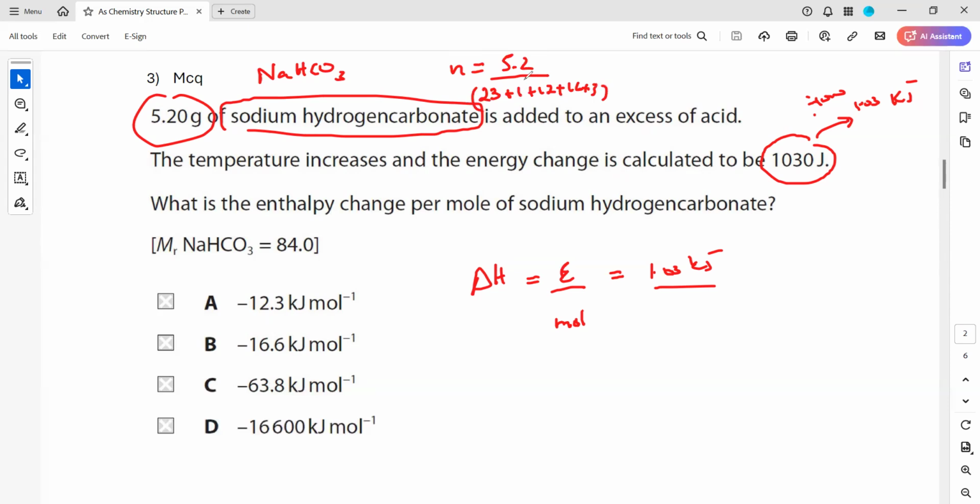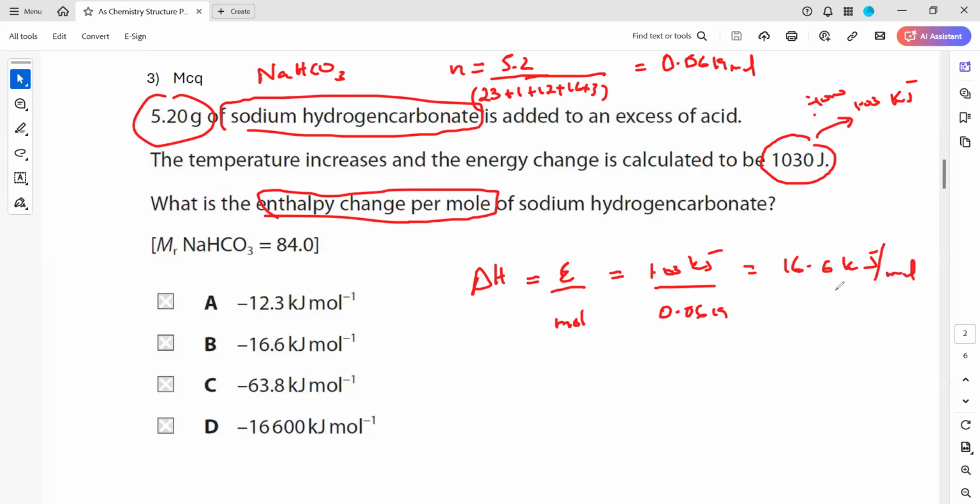So the molar mass: sodium is 23, hydrogen is 1, carbon is 12, and oxygen is 16 multiplied by 3. The denominator will be the molar mass. When we divide, we get the moles, which equals 0.0619. And we need the enthalpy change per mole, the energy released for 1 mole. So that is 1.03 divided by 0.0619. When you simplify, you get 16.6 kilojoules per mole. So it matches with option B.